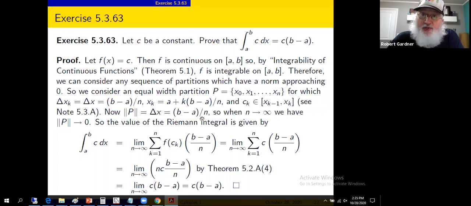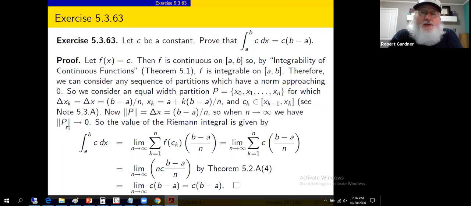Now, the norm of the partition then is simply the width of all of the subintervals. Remember, the norm of the partition is the width of the largest subinterval. Well, they're all the same width. We set it up that way. And that width is (b minus a) over n, so that must be the norm of the partition. So as n approaches infinity, we've got (b minus a) divided by n. That will approach 0. The norm of the partition will approach 0, and we're good to go.